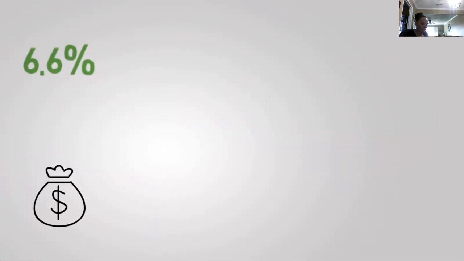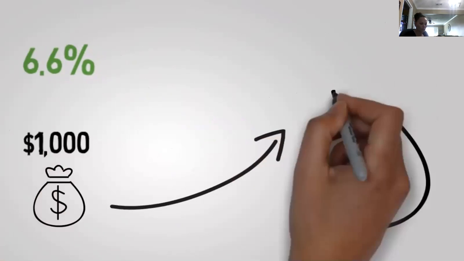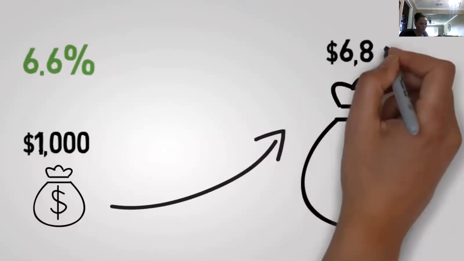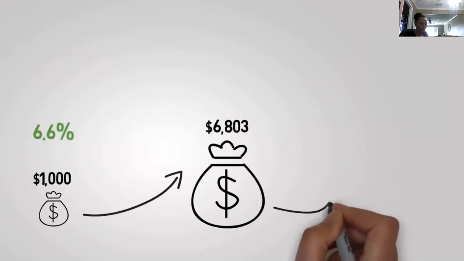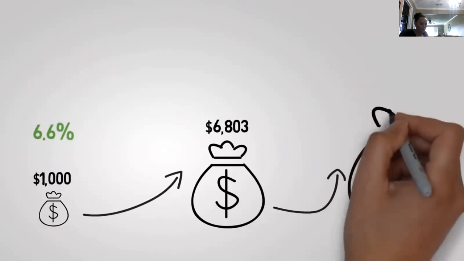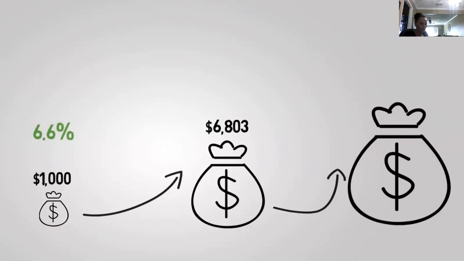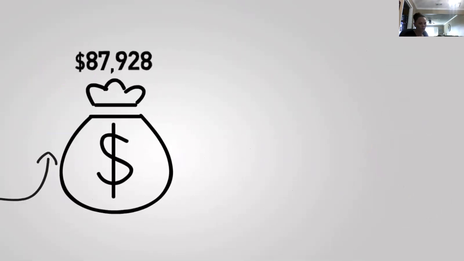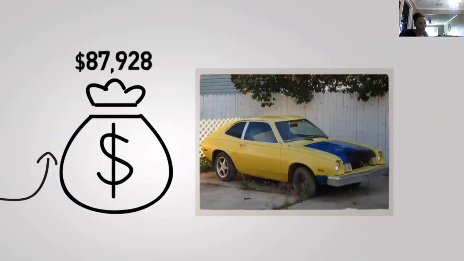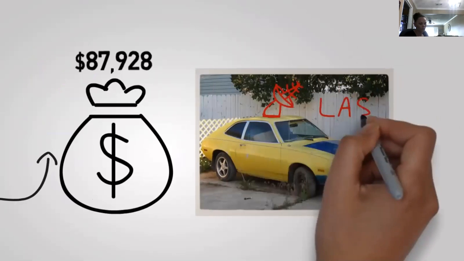For example, historically, stock has earned a premium of 6.6% over inflation over time. So if you were to invest $1,000 today and earned 6.6% each year, in 30 years you would have $6,803, and that's after inflation. Or better yet, imagine that you invested $1,000 each year over that same period. After 30 years, your cumulative investment would have grown to $87,928 after inflation. And that should be more than enough to buy the Ford Pinto of the future.